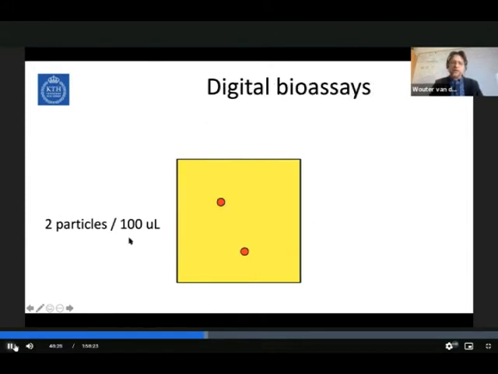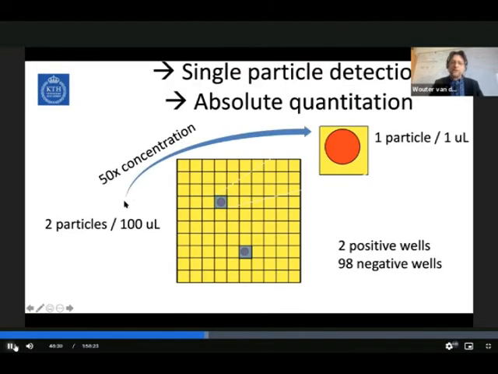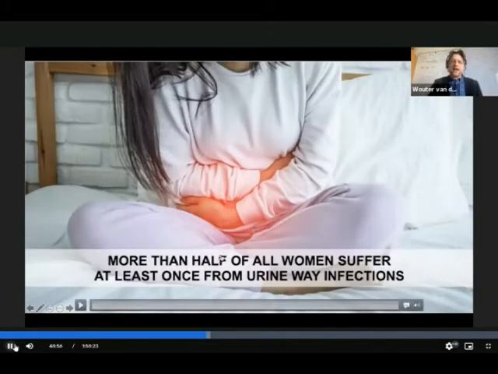You see, in the beginning, we have a concentration of two particles per 100 microliter. But after we do the digitization, in the positive wells, we have one particle per one microliter. So we have a 50 times up concentration in this well. So this allows us, if we can do this, if we can sense, we need less sensitive sensors here to detect those. And we can simply count the amount of positive wells. And so we have a digital counting, a digital quantitation. This is a digital bioassay. How that works for urinary tract infection, I will show in the next movie.